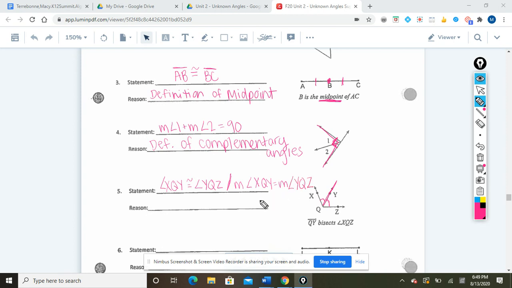So if we're talking about the numerical measures, we put the m's in front and change the congruency sign to an equal sign. Okay? Regardless, I'm most concerned that we know they're equal to each other and not supplementary. And this is because we knew what this word meant. And what is being bisected? An angle. So this is definition of angle bisector.